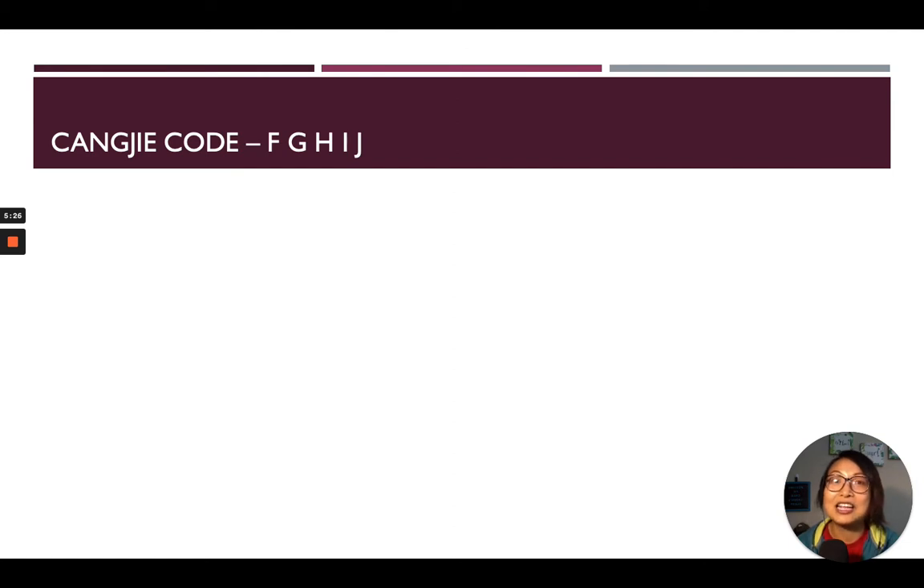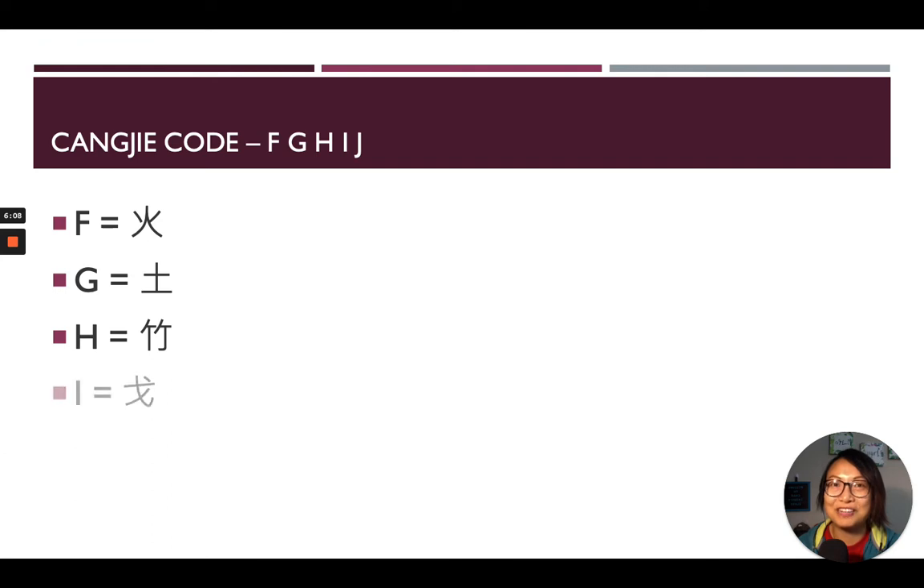Now let's take a look at the next five alphabets. The F, G, H, I, J. For F, it is the fire. For anything that has the fire or related or similar parts, we use the F alphabet. The next one is G. G is for tou. So if you look and see things that look like this, we will have to type the G to type it out in Chinese. H is for zhou. Zhou is bamboo. Okay, so this is the one for it.